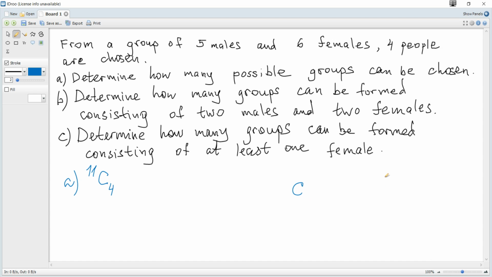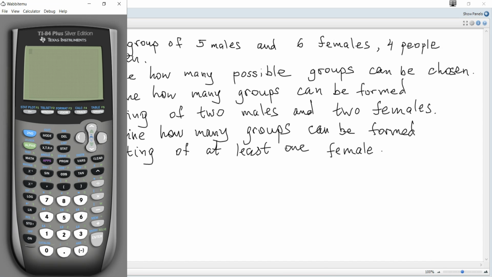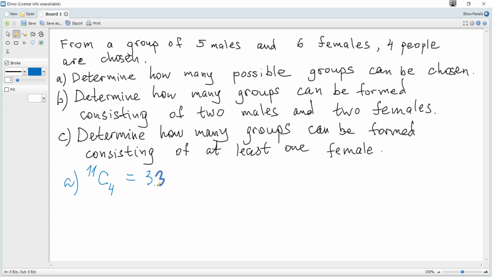So we need to just calculate it. We can use a calculator. A formula is also given in a data booklet. So it becomes 11 combinations 4, and we get 330 possible groups. B. Determine how many groups can be formed consisting of 2 males and 2 females.